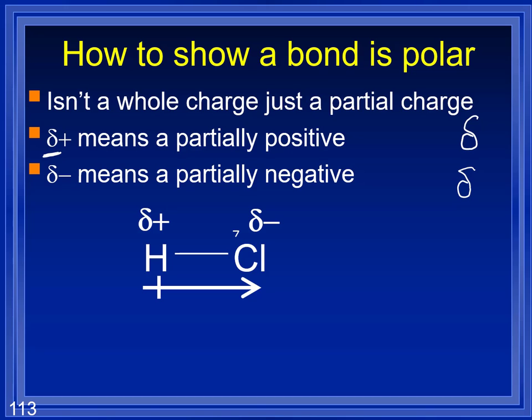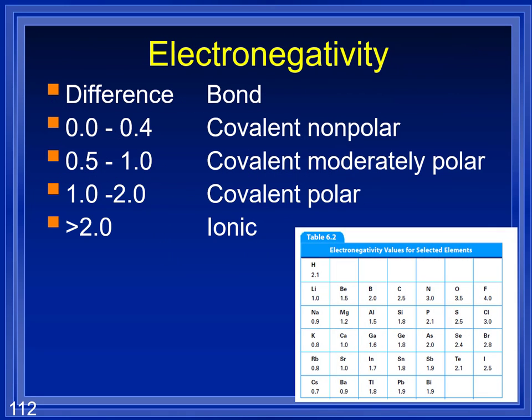Okay, so here I have labeled this bond with a partial positive and partial negative. How did I know which one was positive and which one was negative? Well, I looked them up on the table, and hydrogen was 2.1, and chlorine was 3.0. 3.0 minus 2.1 is 0.9. And the hydrogen's got the bigger number.